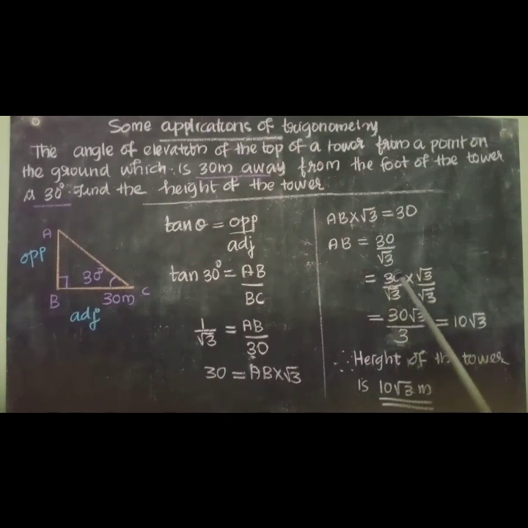That is equal to 30 by root 3 into root 3 by root 3. Why are we multiplying here with root 3 by root 3? To make the denominator a rational number. So we get 30 root 3 divided by 3. This 30 and 3 we can cancel. We get 10 root 3. So let us conclude. Therefore, height of the tower is 10 root 3 meter.